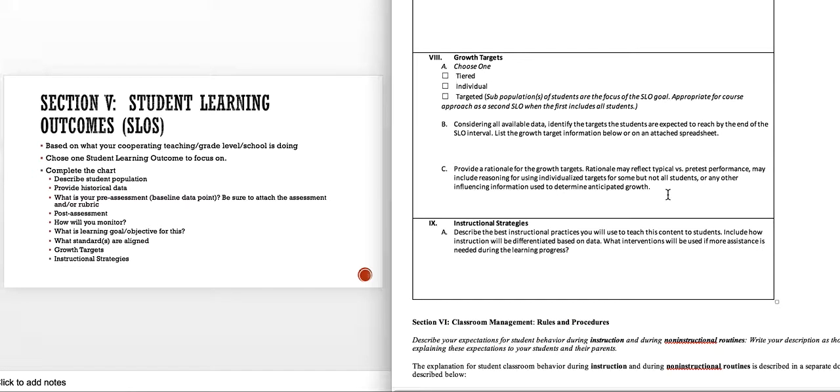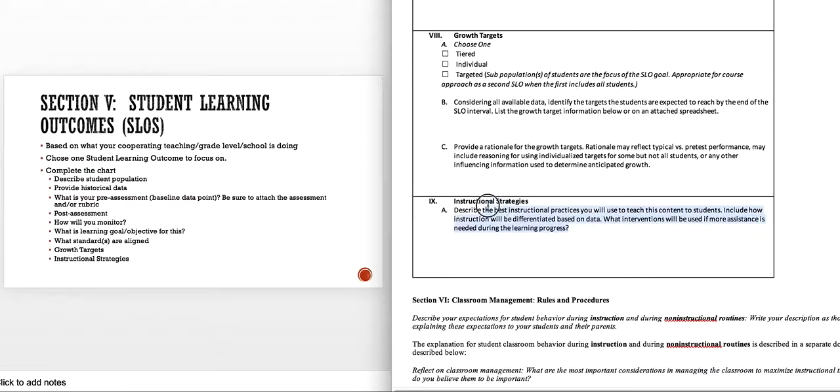Section 8 of the student learning outcomes is all about growth targets. So is it going to be tiered, individual, targeted? Are you just looking at one subpopulation of your students? Are you looking at all your students? And then you're going to answer these 2 questions about the growth targets. And the last section of this is the instructional strategies. What are the best instructional practices you plan to use with the content to ensure your students are meeting the student learning outcomes? So all of that together is what's called a student learning outcome, or a SLO. And so you'll have that as part of the long-range plan.